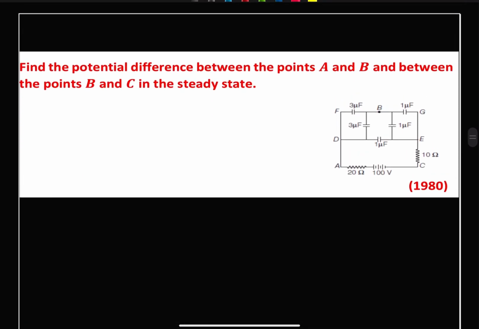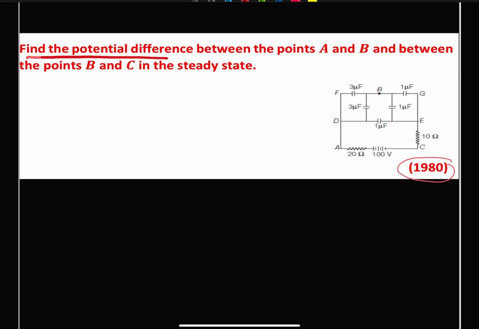It was asked in the year 1980, and it states: find the potential difference between points A and B and between points B and C in the steady state condition. We are given the figure, and in this figure we have two resistors, let us call them R1 and R2, and the rest of the things are all capacitors. Let us call them C1, C2, C3, C4, and C5. We have to find the potential at steady state.